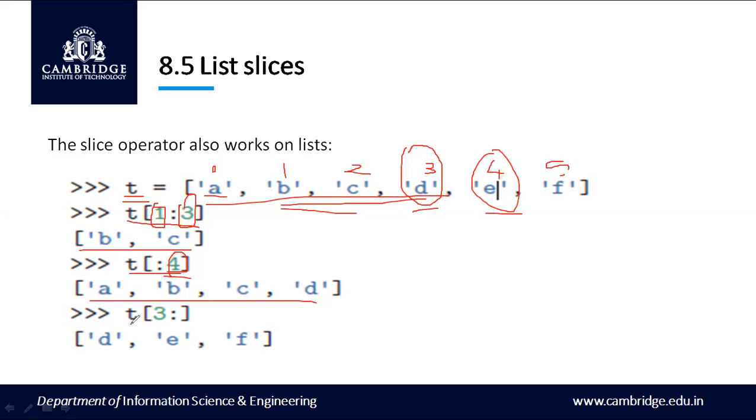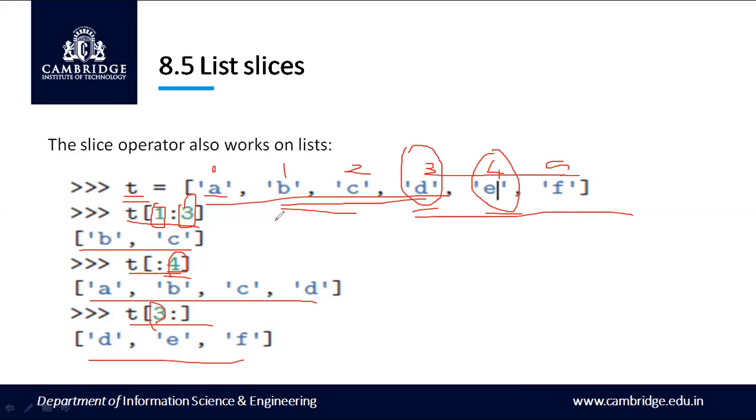Similarly, if you omit the second index, the list displays up to the end of the items. So you can see the starting index is 3. That means from 3 till the end of the list, it will be printed. So here you can see 3, 4, 5 being printed, that is D, E, and F. So here we have got the same output.